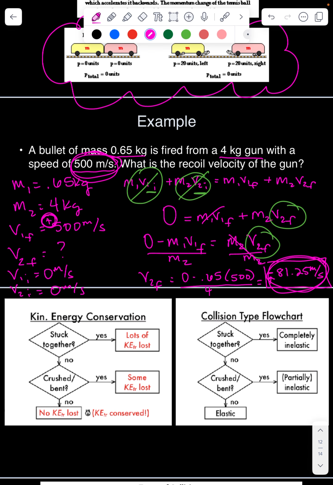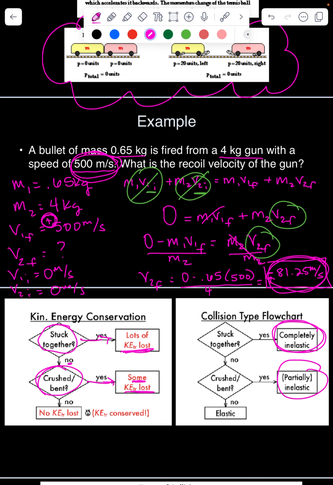All right, this was just a little chart. So if we look at collisions, are they stuck together? Yes, that means that there has been lots of kinetic energy lost. And if they stay together, then that means that it is a perfectly inelastic collision. Are they completely stuck together the whole time? No. Well, are they crushed or bent? Yes, that means that it is a partially inelastic collision or just a regular inelastic collision, and that means that some kinetic energy has been lost.